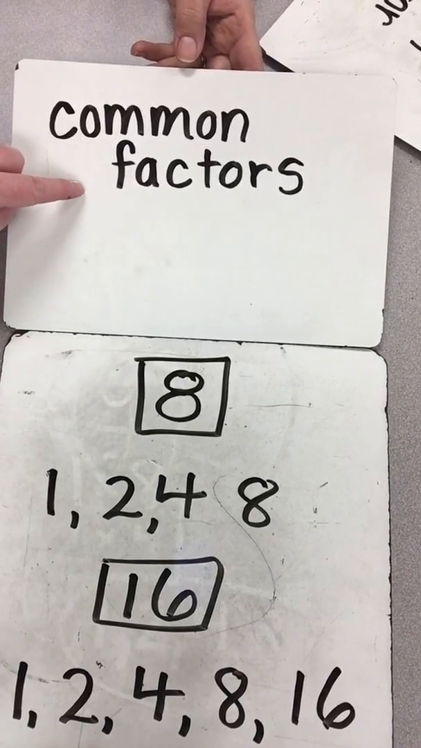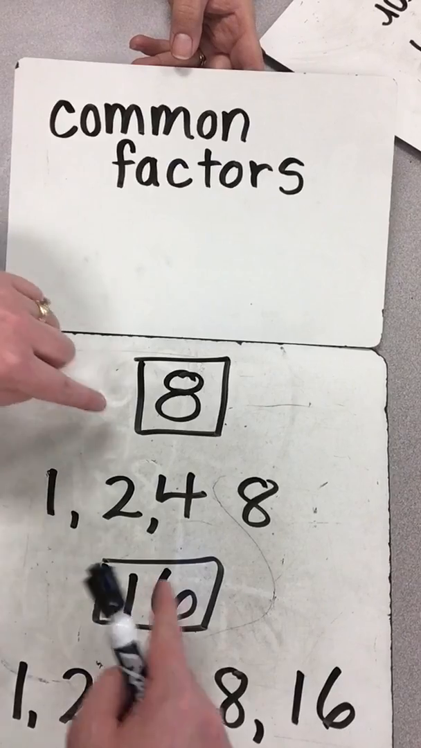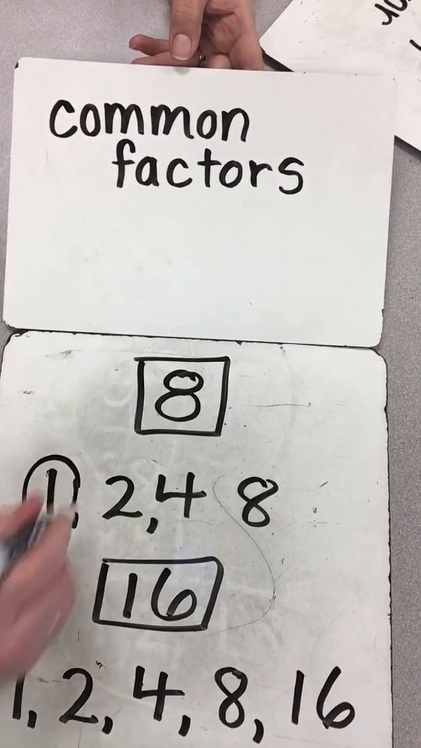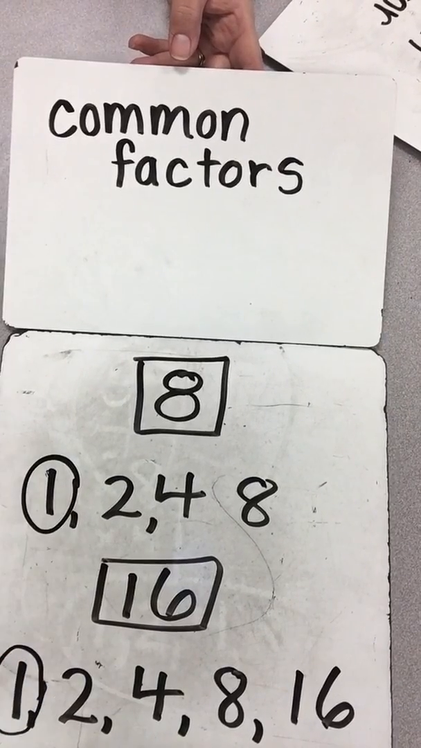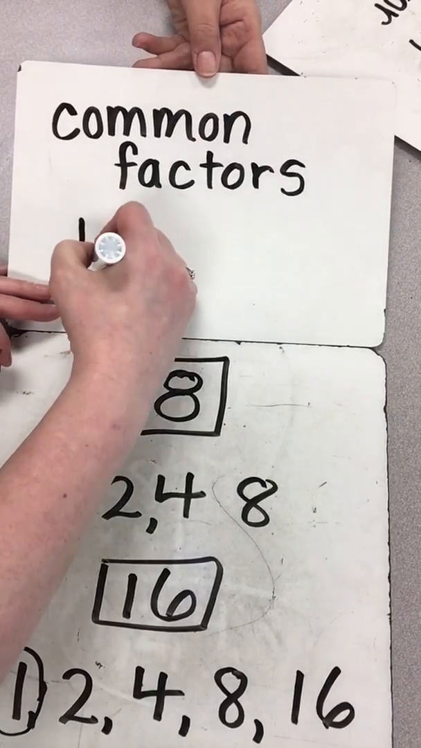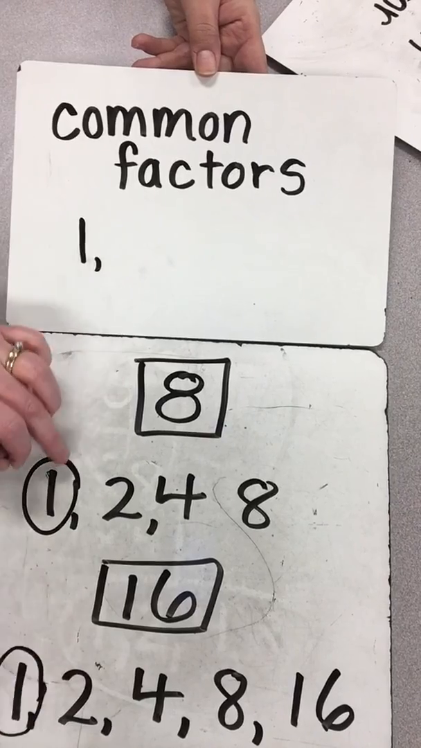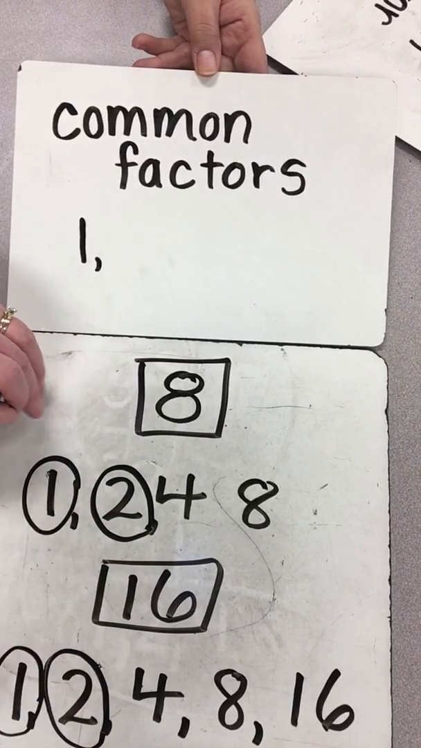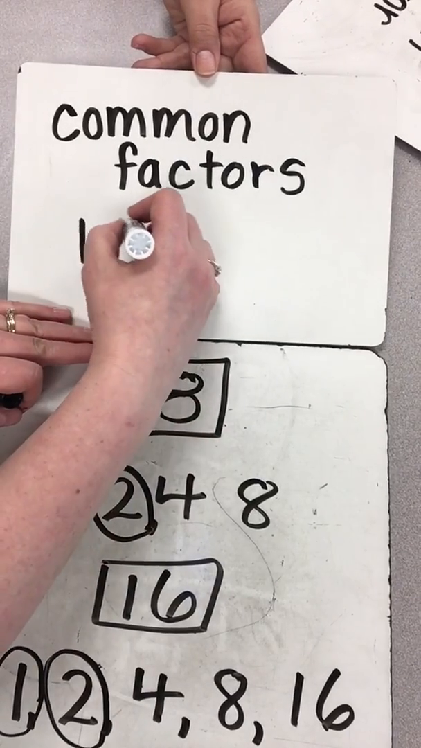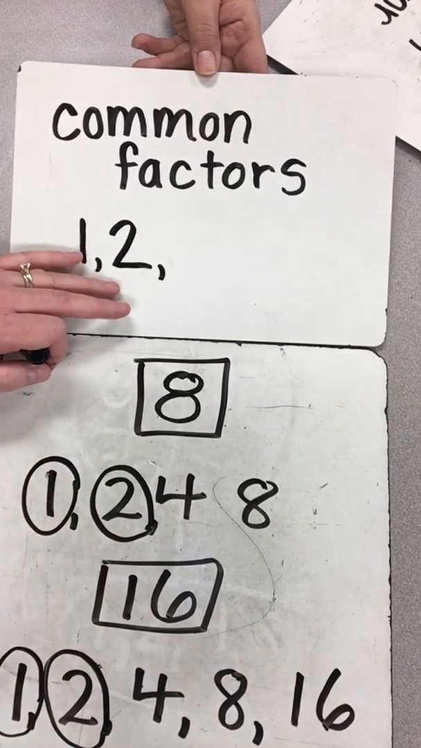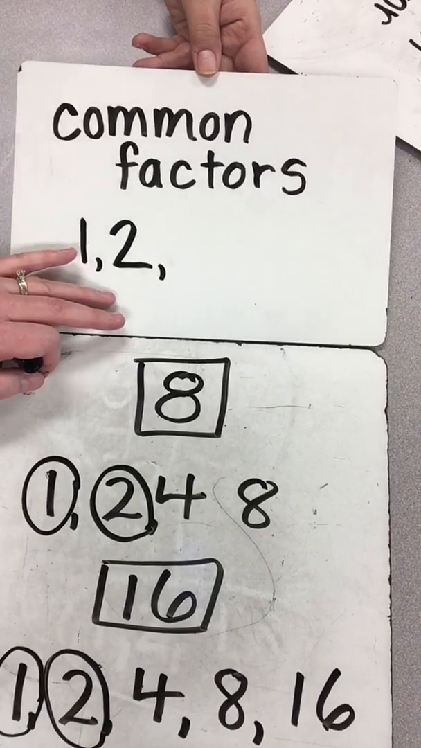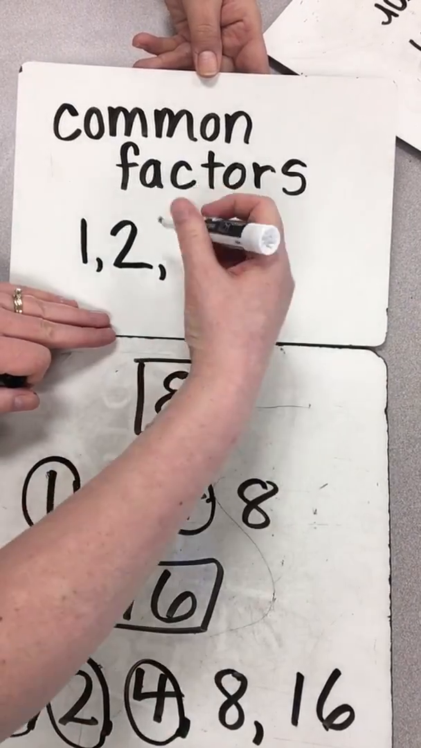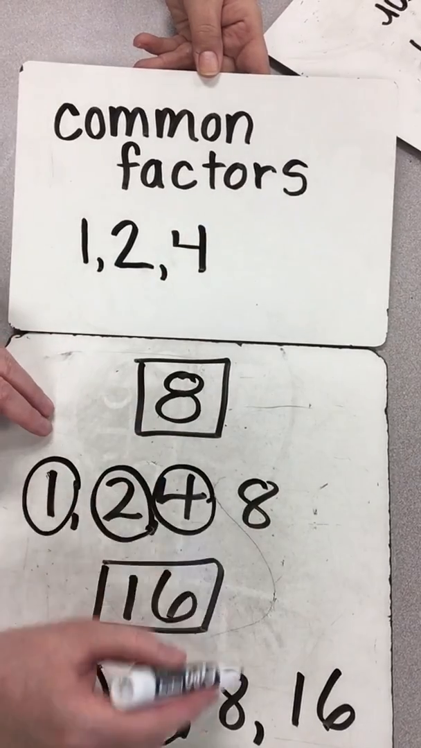Okay, we're going to find the common factors. Well, those are the factors that they both share. If I look, they both share a 1. So I'm going to write 1 on the common factors of 8 and 16. Do they both have a 2? They do, and because my brain needs to see things visually, I circle them as I go. And then I write them up on my paper that you're going to do on the second half of your problems. Do they both have a number 4? Looks like it. So I'm going to put my number 4 up here. And do they have a number 8?